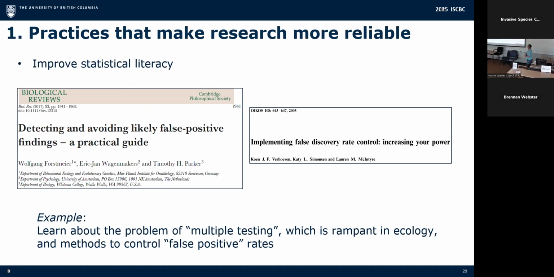Okay, all right. This paper in particular is an eye-opener. I recommend everybody read it. I'm still absorbing it, even after 2 years. It emphasizes things like multiple testing being a problem, and that is a rampant problem in invasion science, okay?